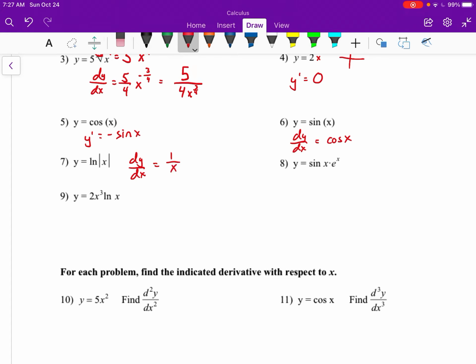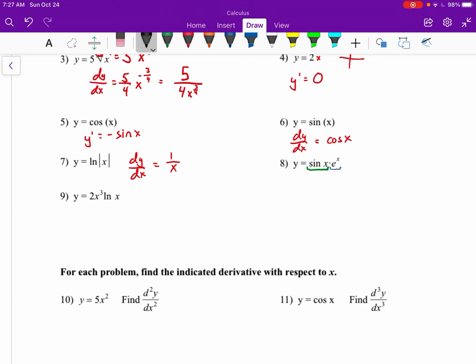For 8 and 9, we have to use the product rule. So for number 8, what we'll do is we'll think of sine of x as our first factor, and then e to the x will be our second factor.